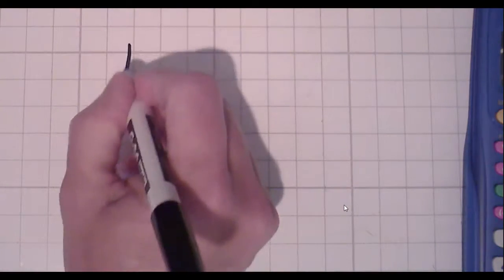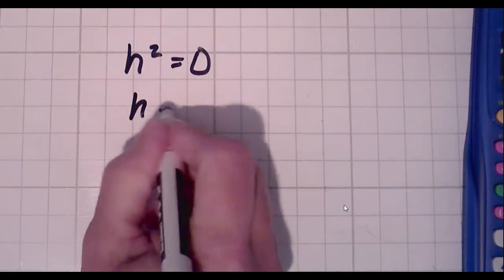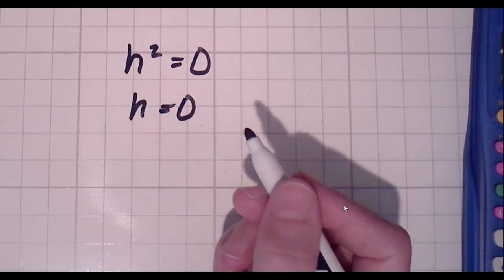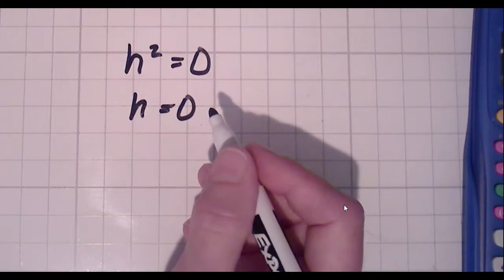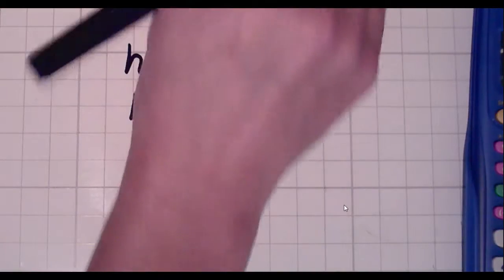Sometimes you'll get something like this, h squared equals 0. Take the square root of both sides and you'll find out that h equals 0. So you have one solution. And let's do one last problem.